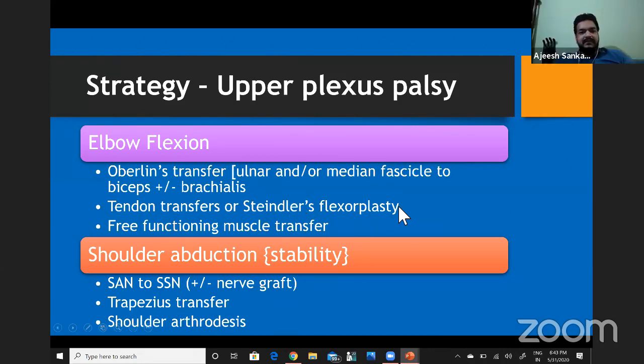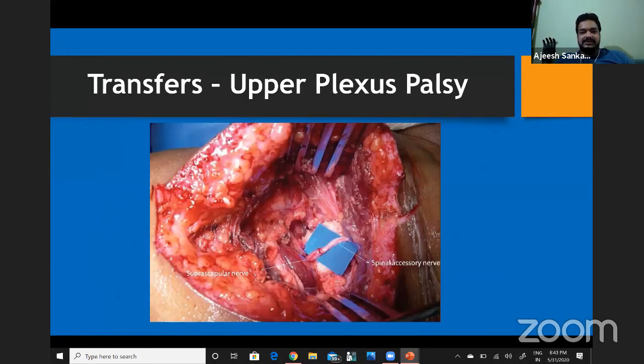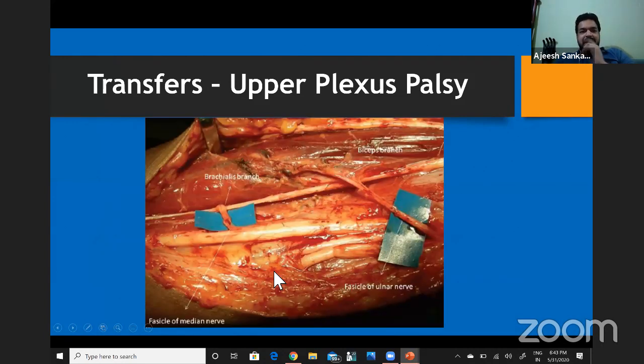So a free functioning muscle transfer is then the last choice if none of these are possible. For shoulder abduction, again, a nerve transfer, which is spinal accessory to suprascapular, or a trapezius transfer or a shoulder arthrodesis as secondary reconstruction options. Just some quick pictures that show the nerve transfer, the spinal accessory to the suprascapular. And this is how an Oberlin's transfer is carried out by the ulnar nerve and the median nerve.